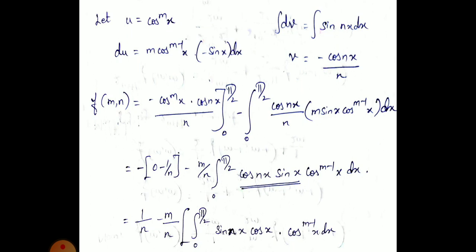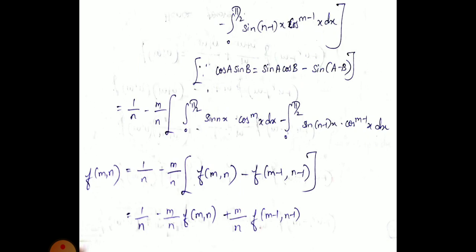Once we apply the limit, in the first term we get minus 0 minus 1 by n, that is 1 by n, and in the second term the m by n should be outside, so minus m by n times the integral from 0 to pi by 2 of cos nx sin x cos^(m-1) x dx. This can be written using the formula cos a sin b equals sin a cos b minus sin of (a minus b). So we have to apply that formula. So this becomes 1 by n minus m by n times [the integral from 0 to pi by 2 of sin nx cos^m x dx minus the integral from 0 to pi by 2 of sin (n-1)x cos^(m-1) x dx].